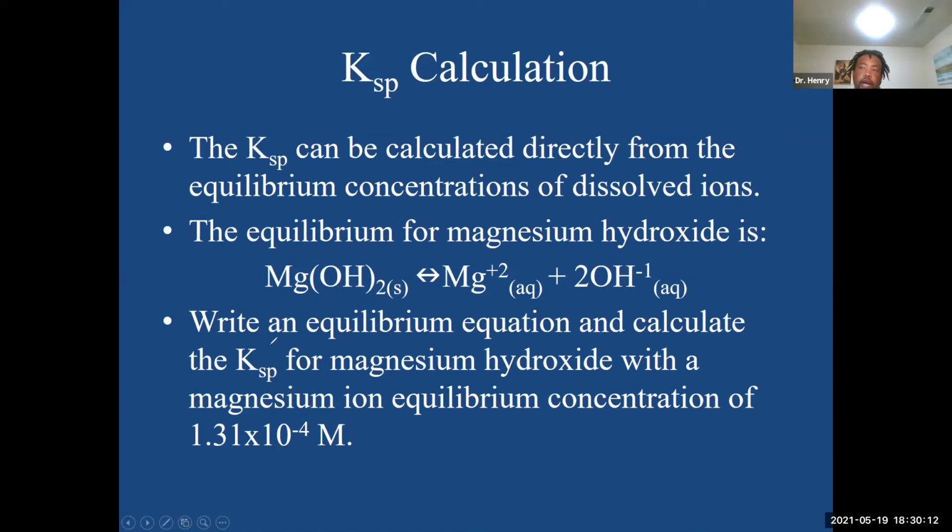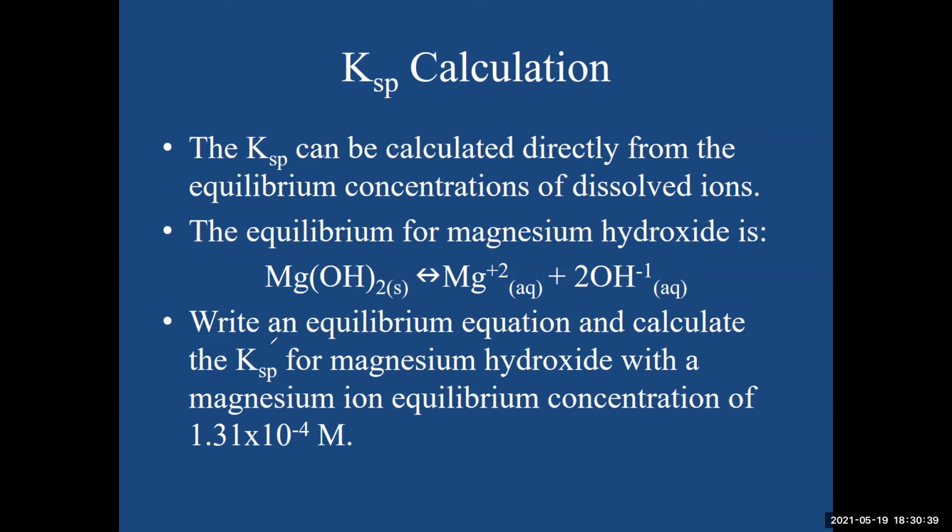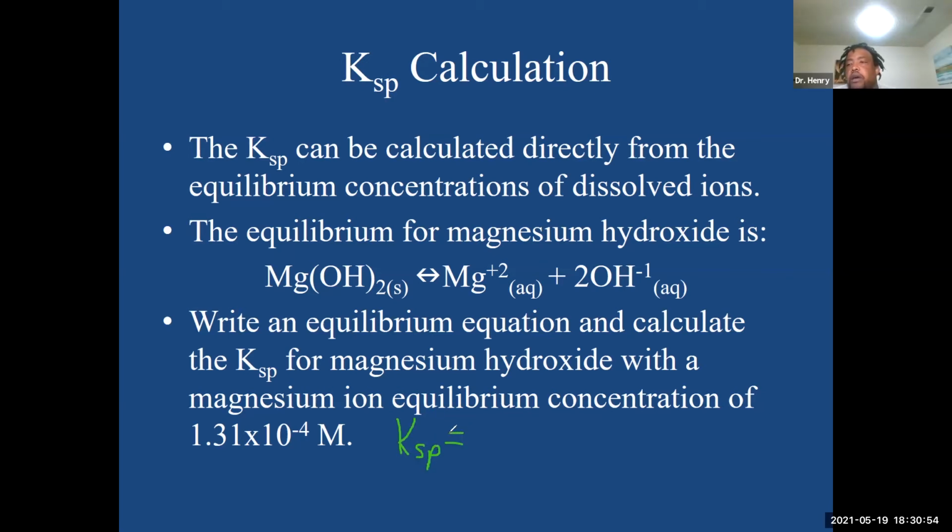The question asks us, write the equilibrium equation and calculate the Ksp for magnesium hydroxide with a magnesium ion equilibrium concentration of 1.31 times 10 to the minus 4. So what are we looking to solve? We're looking for the Ksp, right? So Ksp is going to equal what in this case?